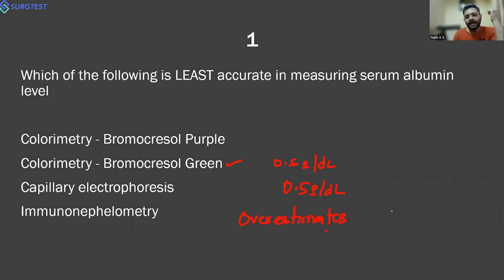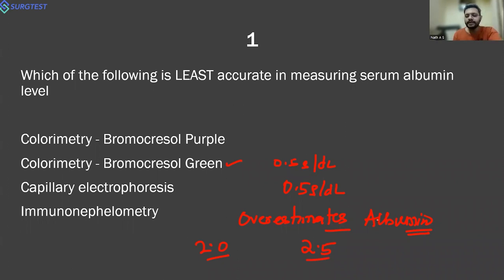It shows a higher value than actually there is. So the cutoff is also more. It overestimates albumin level. Okay. So 2.5 in BCG means 2 in bromocresol purple. That 0.5 difference you please remember.